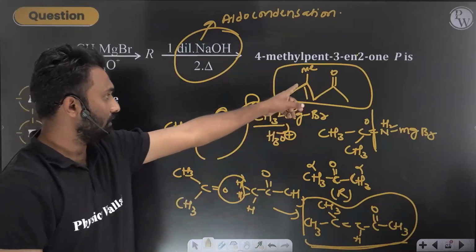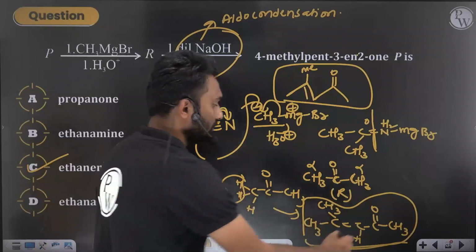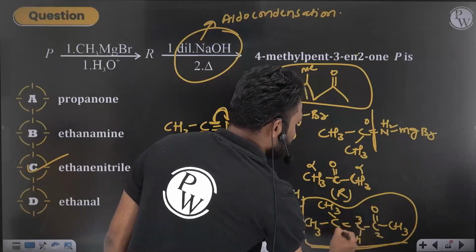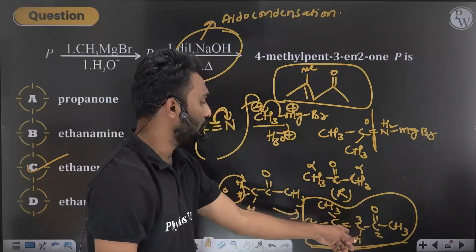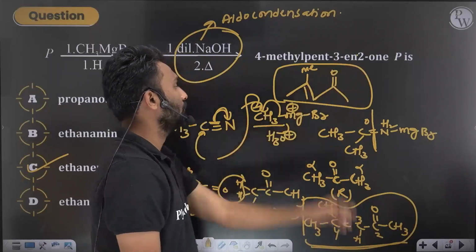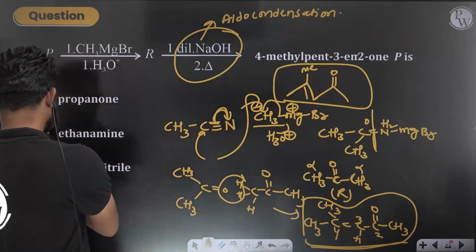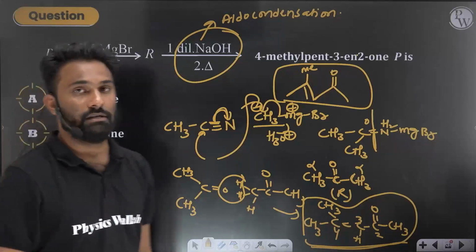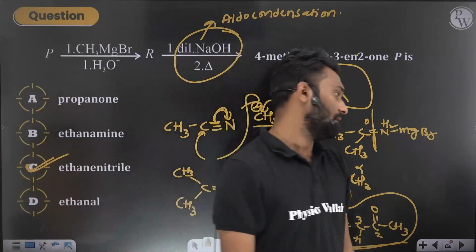Now here this is 2 position, this is 3, this is 4. 4th position methyl, 3rd position ene, 2 position one, 3 position one. So option C is correct. Option C is correct. Next.